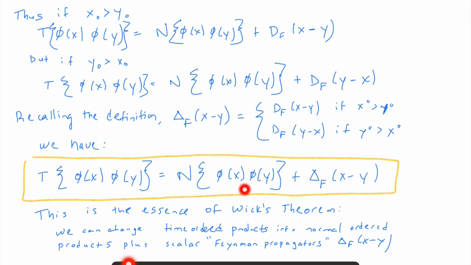So this is what we've learned over here, that the time ordering can be re-expressed as normal ordering plus the scalar Feynman propagator. This is just for the case of two operators that are multiplied together. This is really the essence of Wick's theorem, which I'm going to express in a more general form in just a moment: that you can change time-ordered products into normal-ordered plus scalar Feynman propagators.